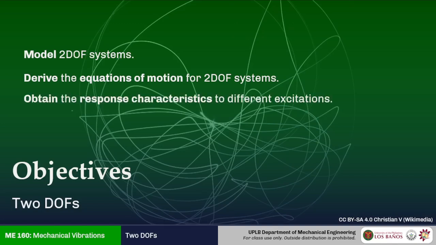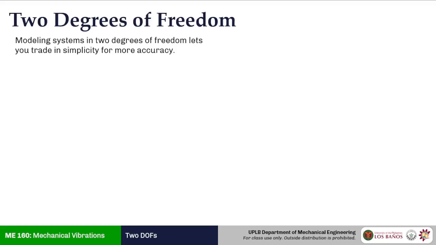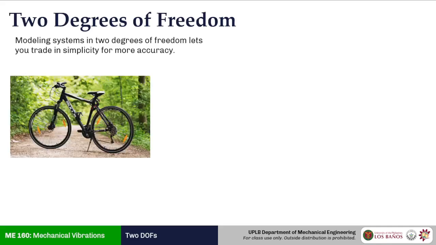Now, when we have 2 or more degrees of freedom, we typically look at our systems and see whether we can gain a bit of accuracy in exchange for more complexity. So, for example, let's say we have a bicycle. When a bicycle hits a speed bump or encounters a pothole, you would know that the front wheel will bounce first before the rear wheel, at least if you're moving forward.